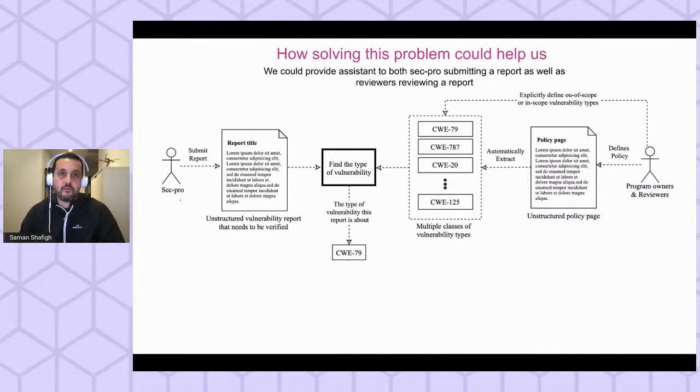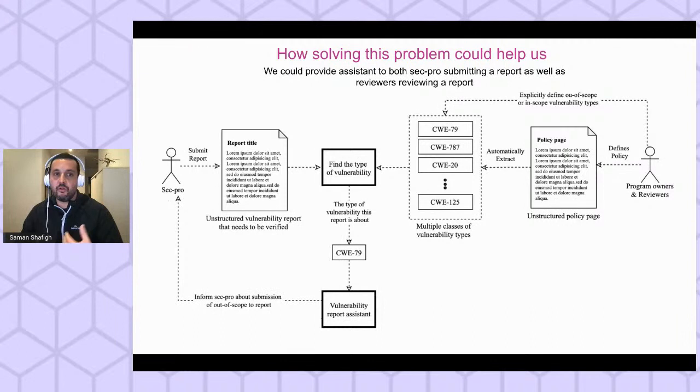And then how we can use these systems: it could be used as a vulnerability report assistant. So for example, at the time that a security professional is submitting a report, it could inform whether this report is out of scope or not. And if it can also find the type of vulnerability, the system can also assist in terms of the quality of the report, what type of information needs to be provided.